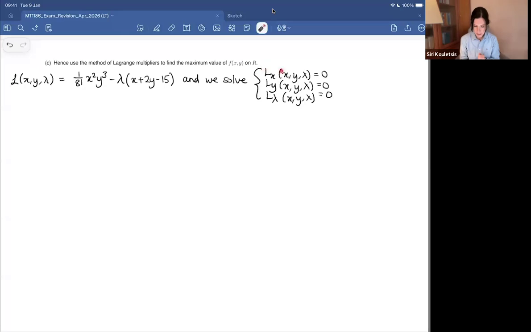So starting by finding the partial derivative of L with respect to x, we treat y and lambda as constants. So the power of x here comes down, and the power is reduced by 1.